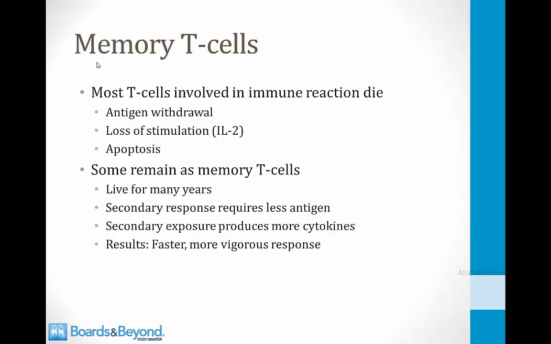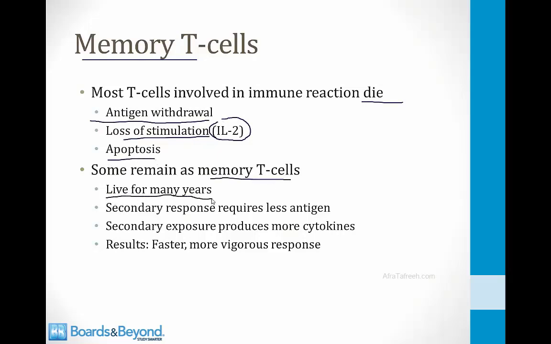T cells are part of the adaptive immune system, and the adaptive immune system has memory, which means that a second exposure to the same pathogen elicits a quicker and more vigorous response. And the way this works in terms of T cells is that some T cells will become memory T cells. So you should know that most T cells involved in an immune reaction will die. The antigen will be withdrawn once the pathogen has been destroyed. There'll be a loss of stimulation. Cytokines like IL-2 will go away, and as a result, the T cells will undergo apoptosis. But a few will remain as memory T cells, and these cells can live for many years.